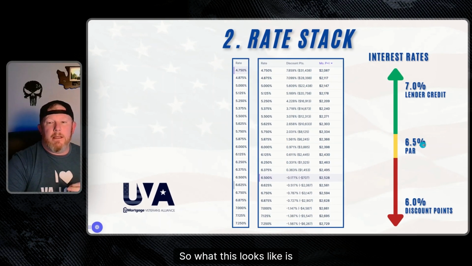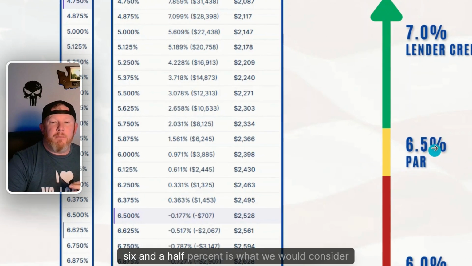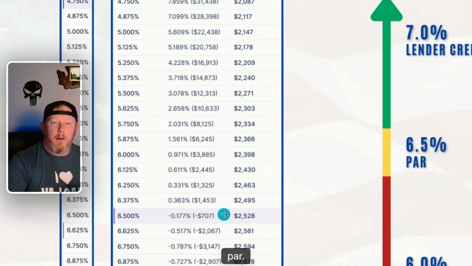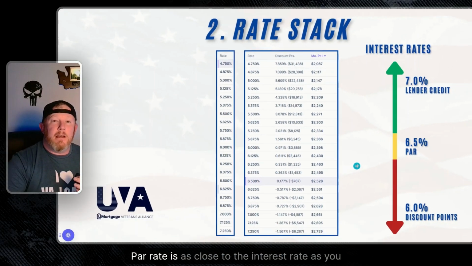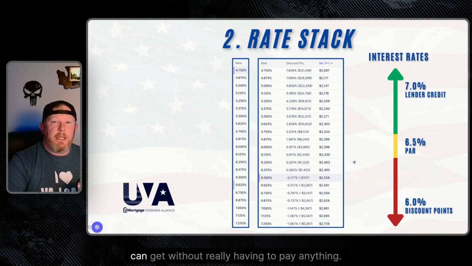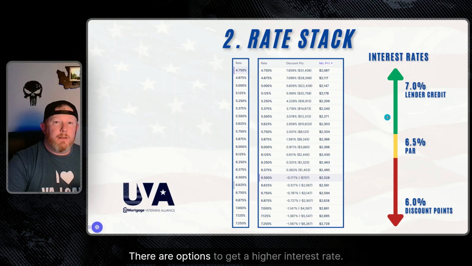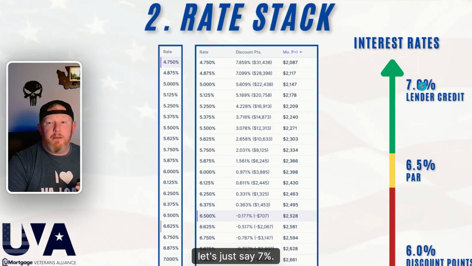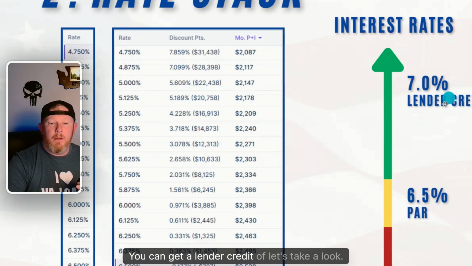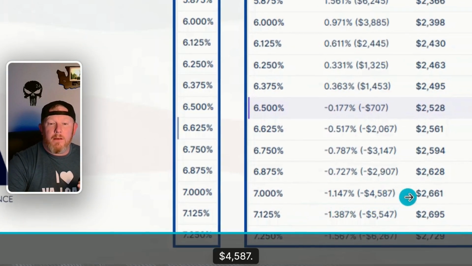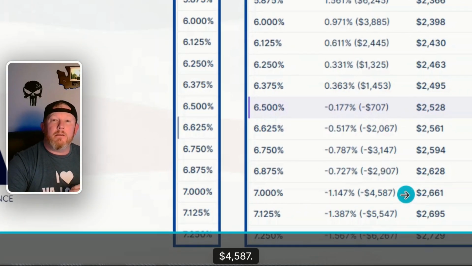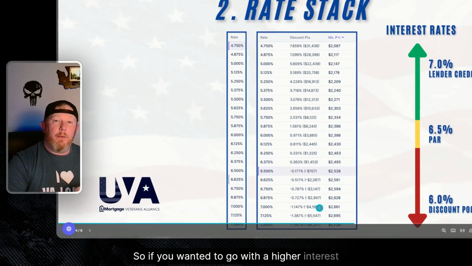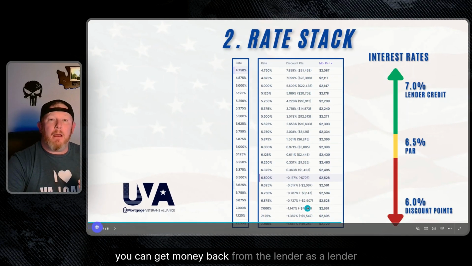So what this looks like is 6.5% is what we would consider par. Par rate is as close to the interest rate as you can get without really having to pay anything. There are options to get a higher interest rate. Let's just say 7%. You can get a lender credit of, let's take a look, $4,587. So if you wanted to go with a higher interest rate, you can get money back from the lender.